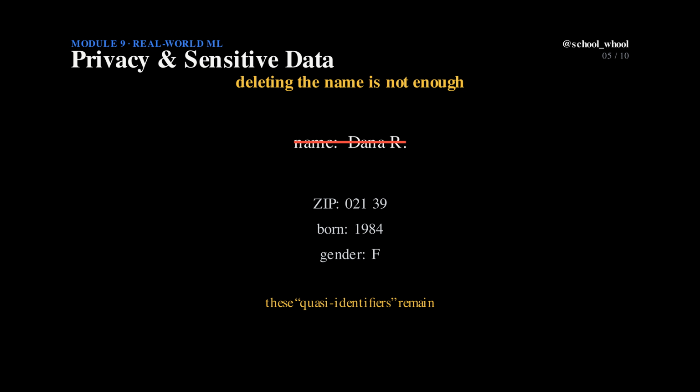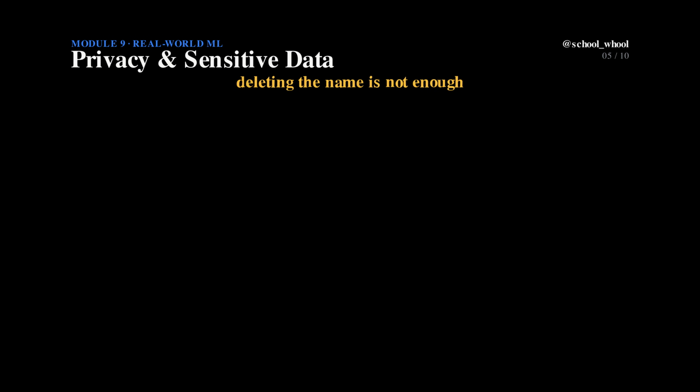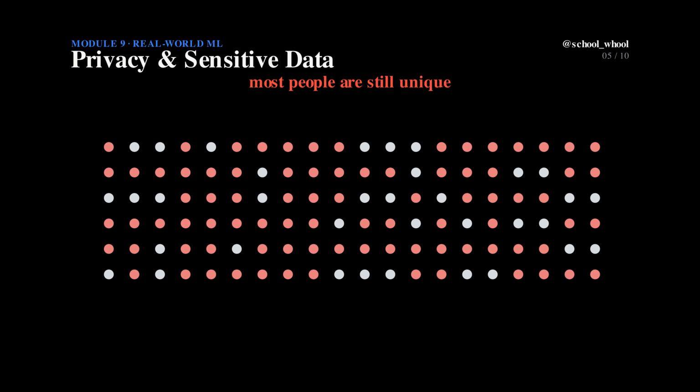These are called quasi-identifiers. And quasi-identifiers are shockingly specific. In this population of 2,000 people, the combination of zip, birth year, and gender makes 71% of them completely unique.